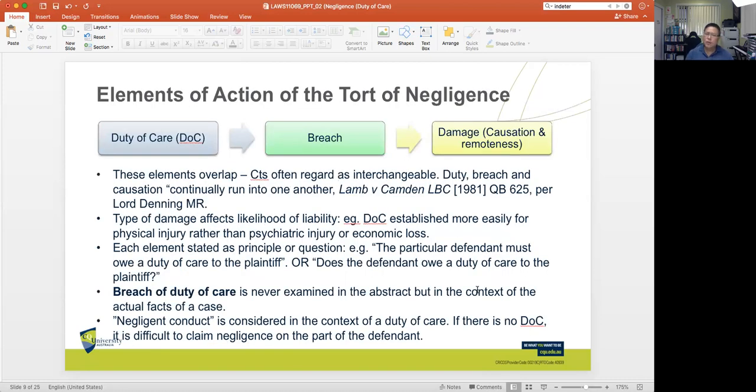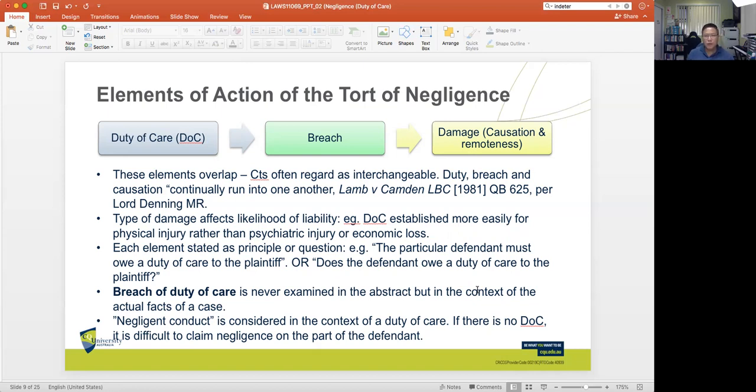Now, looking then at an action of the tort of negligence, there are three key elements that always need to be proven. As I mentioned, it is crucial not only that there is damage or harm; it is equally important, in fact, to establish that there is a duty of care, and that as a result of actions, there is a breach of that duty of care that leads to damages.